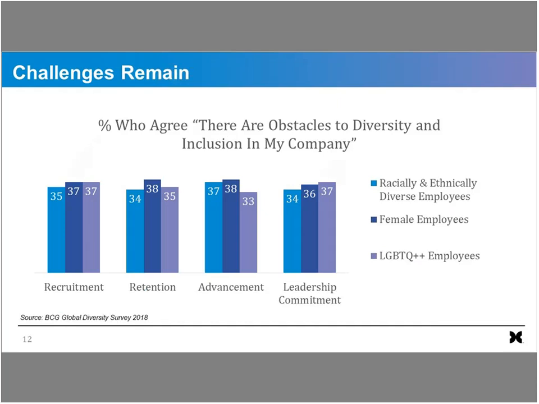In another survey we did, the BCG Global Diversity Survey in 2018, we identified three obstacles. What are the obstacles to diversity and inclusion in my company? Here's what we found in the three areas. The light blue would be racially, ethnically diverse employees, the dark blue would be female employees, and the purple would be LGBTQ employees. We found that there are still gaps in diversity when it comes to recruiting, retention, advancement, and leadership. In the chat, what are some of the challenges that you're finding in your organization?